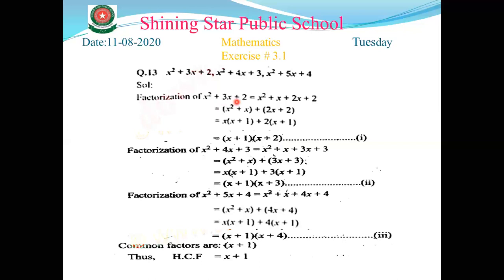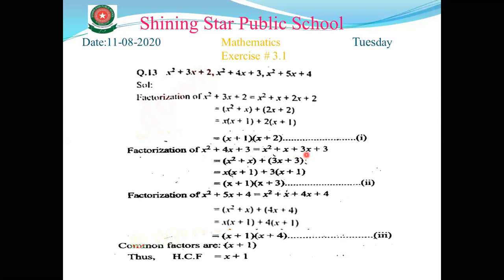Now we will factorize the x square plus 4x plus 3. And when we factorize the x square plus 4x plus 3, we will get x square plus x plus 3x plus 3. Because when we multiply 3 with 1, it becomes 3. And when we add the 3 with 1, it becomes 4.